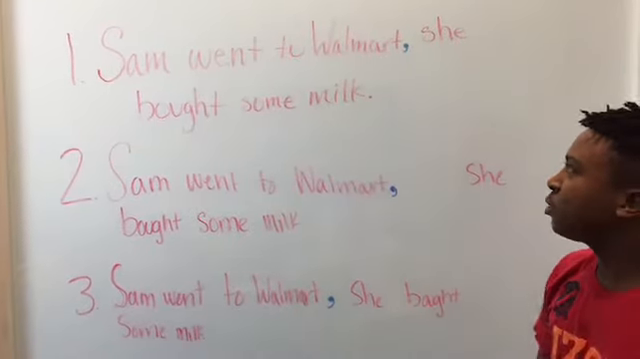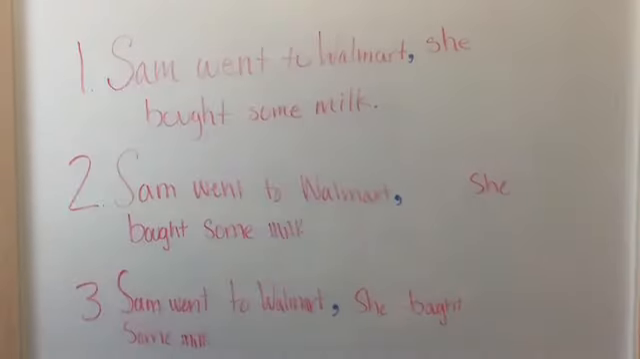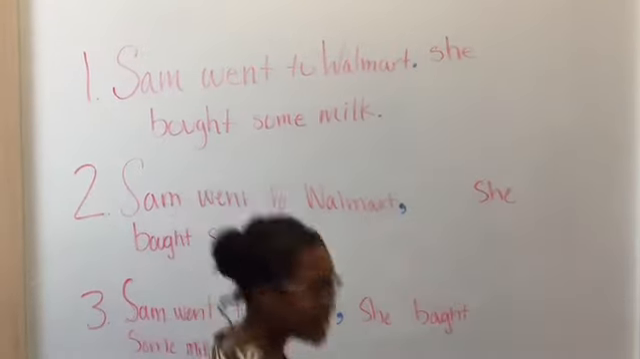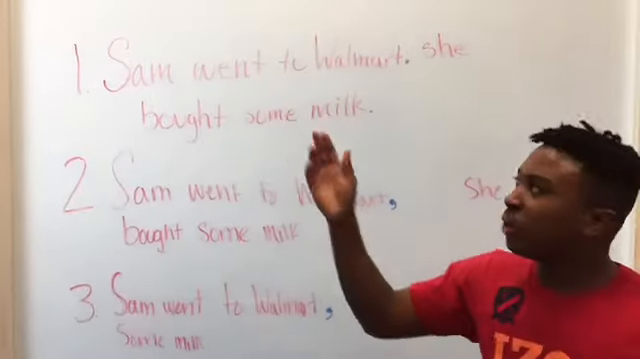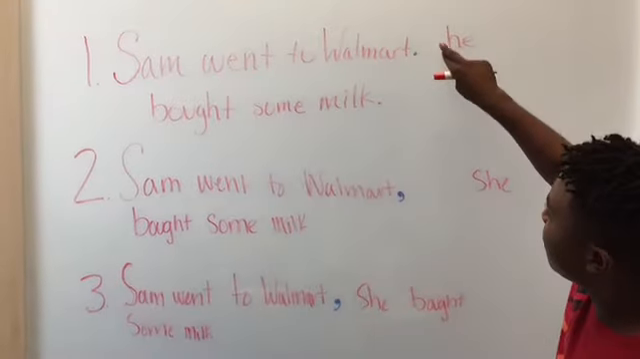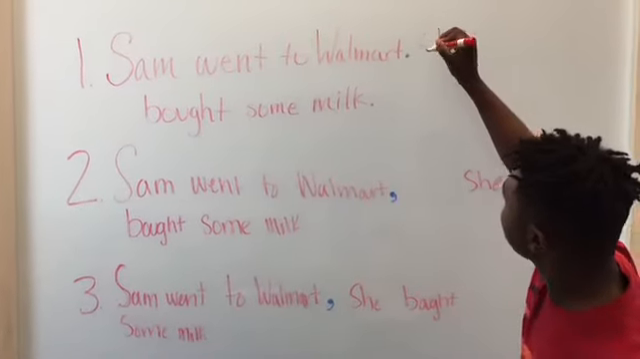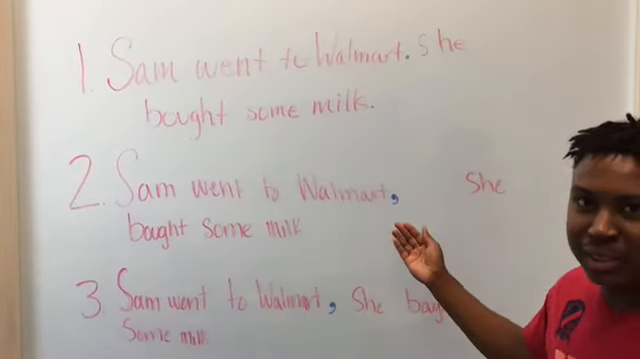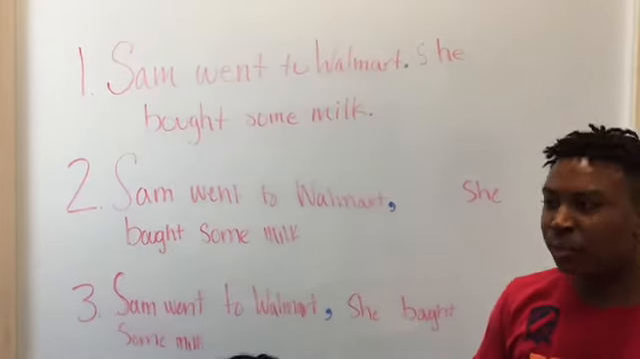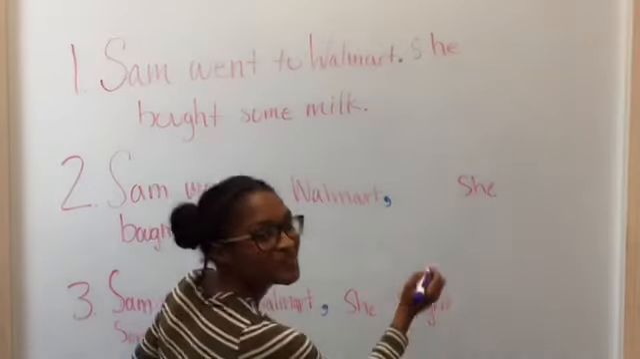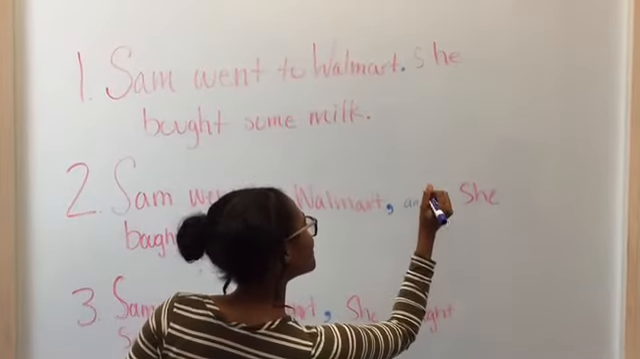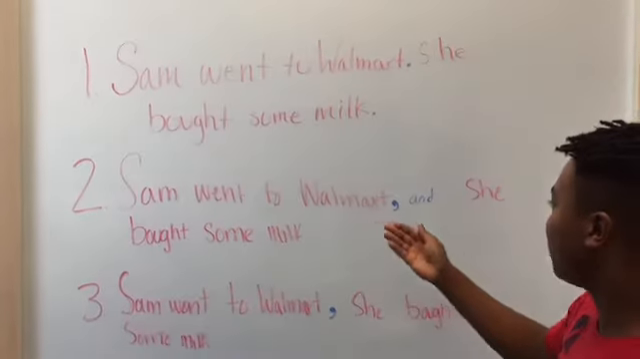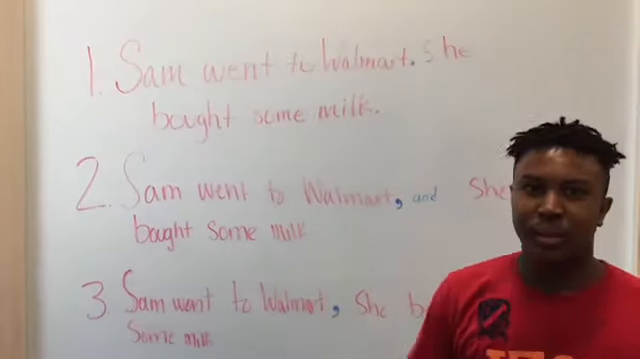The first way is to replace the comma with a period. Now, when you do this, don't forget to capitalize the first letter of the second sentence. So, now, the second way to fix a comma splice is to add a conjunction. This time, we're going to use and. Now it reads, Sam went to Walmart and she bought some milk.